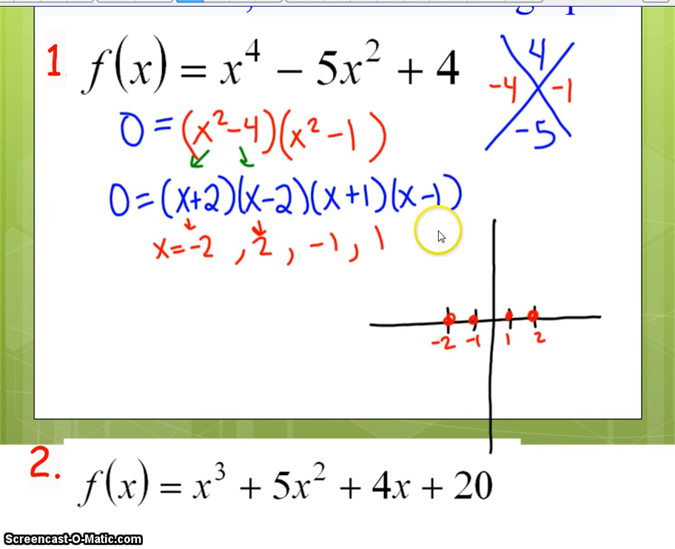Okay, so it should look like a W. It's going to go through negative 2, through negative 1, down through 1 and 2. And that's how it should look.